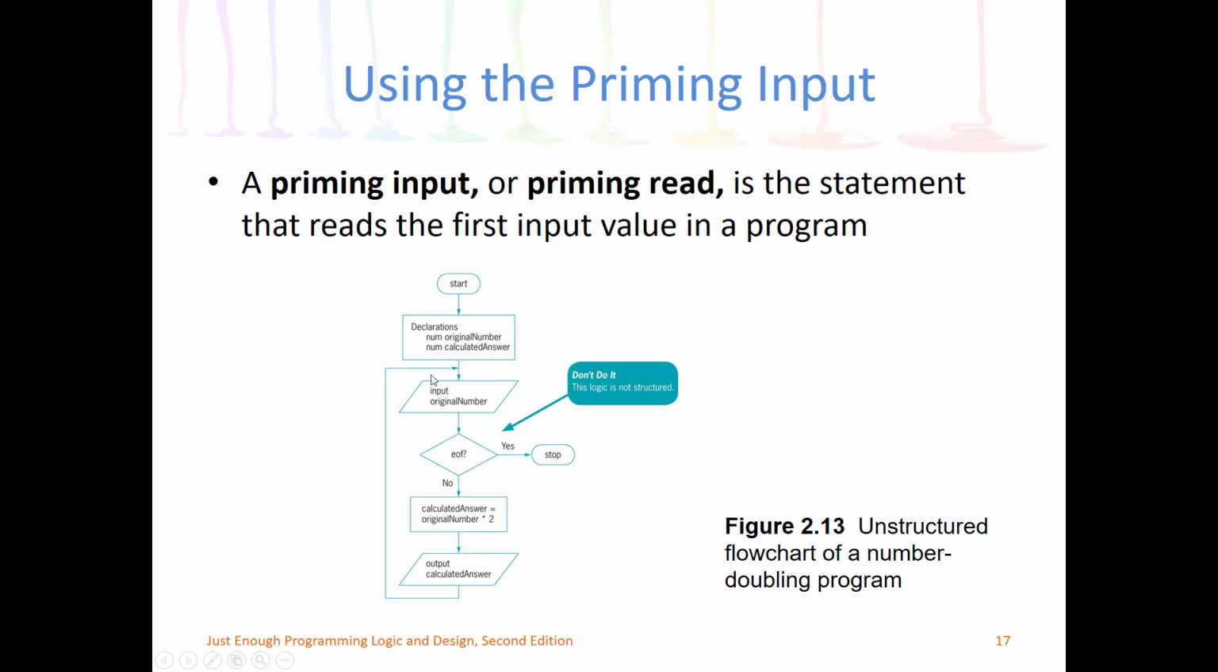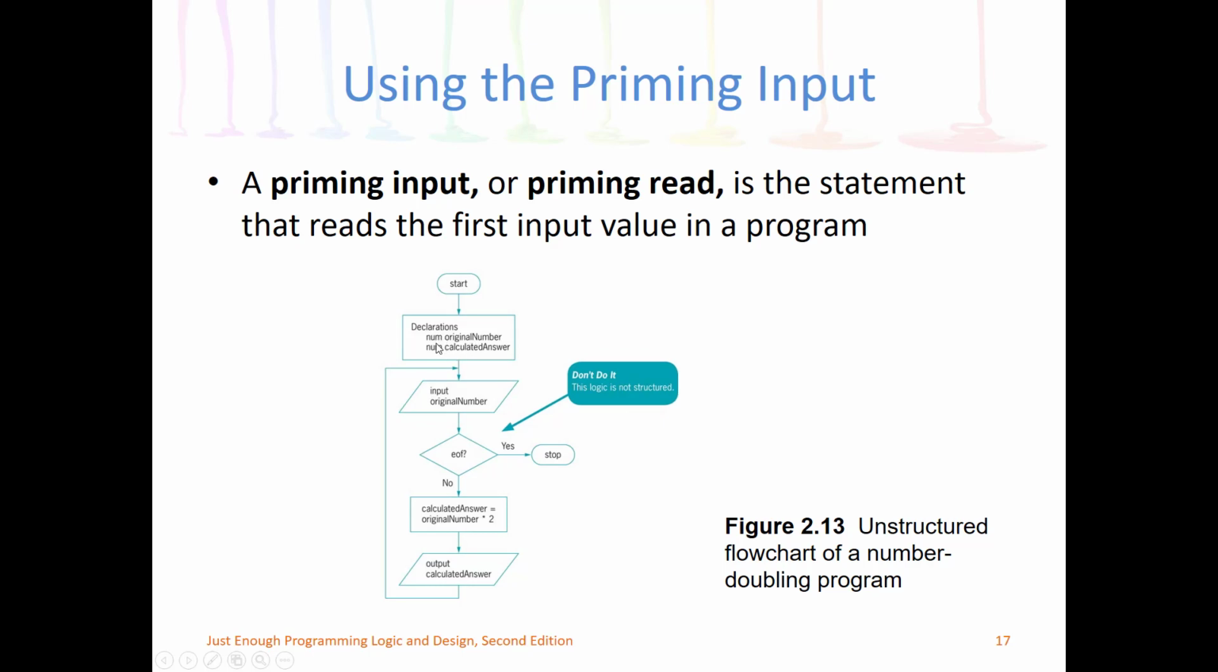Nonetheless, you get input. Parallelogram is for input and output, right, in a flowchart. Input, original number, that's the variable into which the input will be stored. If you look up here, you can see the declarations section. There are 2 variables declared. Now, what's wrong with this? They didn't initialize them. I require you to do that regardless of what the book says, because that's incorrect. They do it some places, they don't.